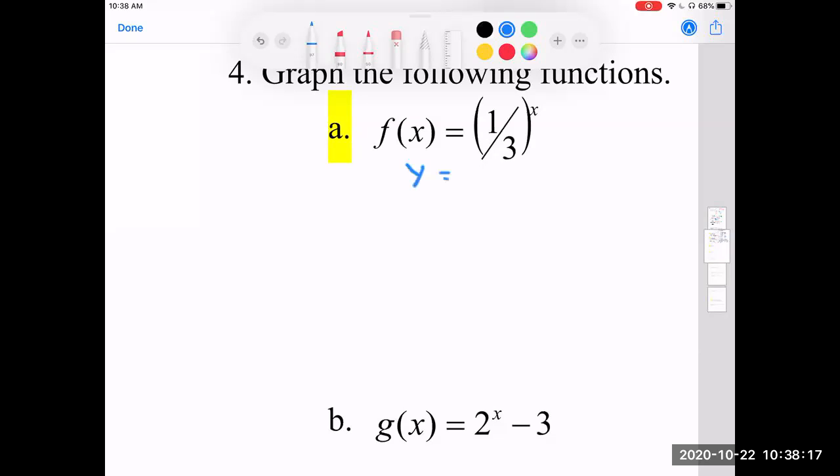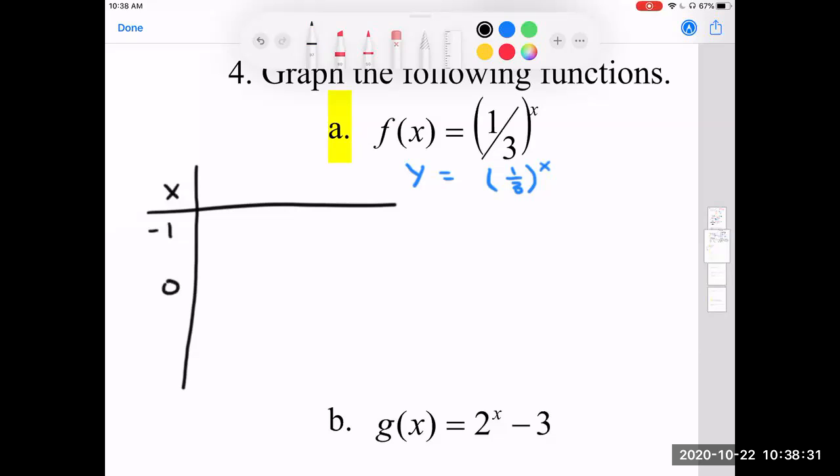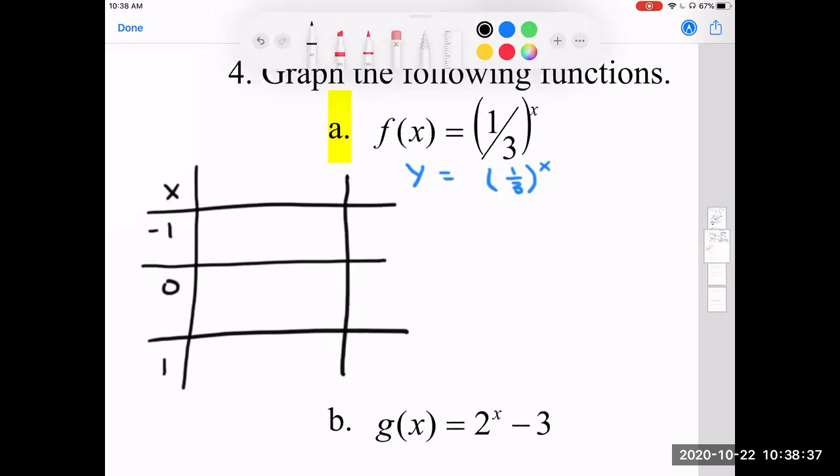So this is y is equal to 1/3 with the x exponent. So that we have an exponent of, let's do a negative, a 0, and a positive. So -1, 0, and 1. Okay, let's go ahead and work this out.